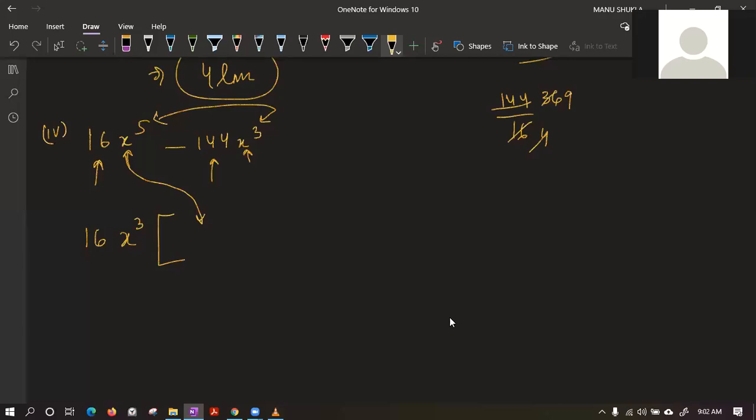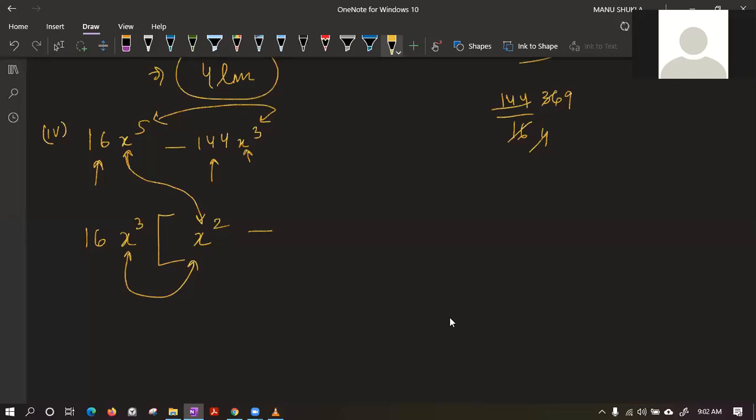Out of x power 5, we have taken x power 3 as common, so x power 2 is left. Why? If you recheck and multiply these two, I have told you, when the base is same, power will add, and when 3 and 2 add, you will again get back the 5. So we are correct.